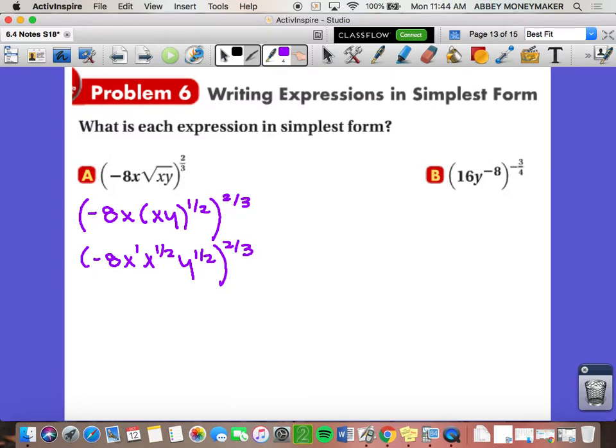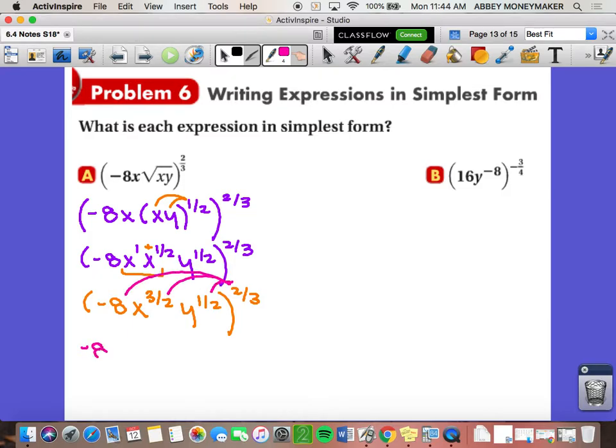So what I did was I just distributed that 1/2 power out. So then right here, I have a couple of x's, so I'm going to combine those and say that's negative 8x to the 3/2. 1 plus 1/2 gives me 3/2. And then I still have y to the 1/2, and then everything is raised to the 2/3 power. So a little bit of extra work in there I had to clean up first. Now I can move on and give everything the 2/3 power.